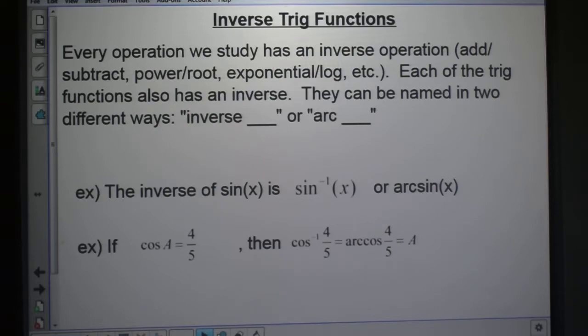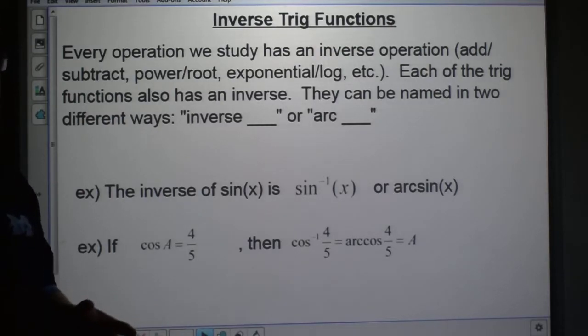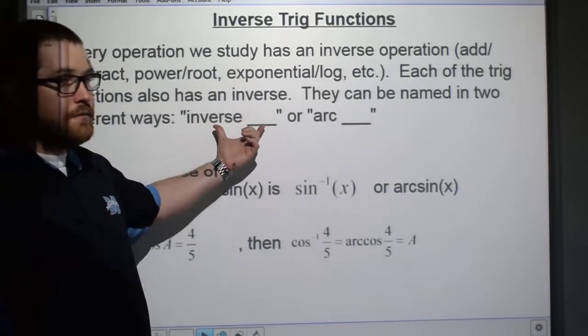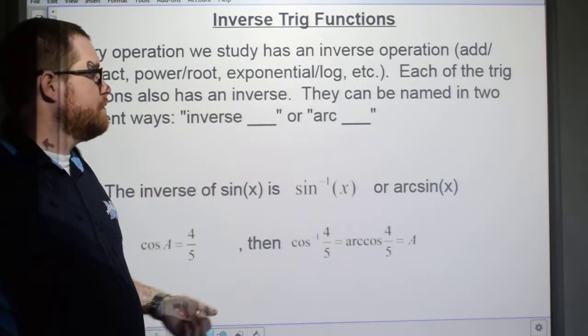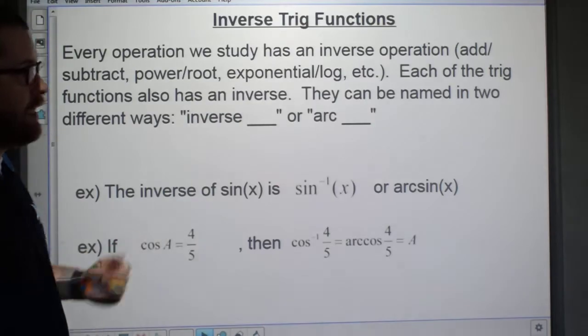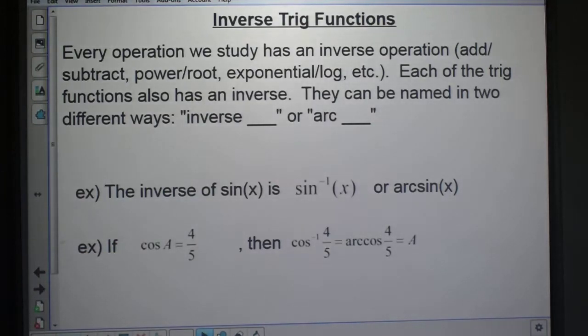What if we know the sides but not the angle? Well, we need some sort of function that goes in reverse. Like addition has subtraction, multiplication has division, powers have roots, exponentials have logs. We need some sort of inverse function for sine, cosine, tangent, secant, cosecant, cotangent. We have those and we can do them on the calculator. They're either called inverse sine, inverse cosine, inverse tangent, or you'll sometimes hear them called arc cosine, arc sine, arc tangent. They mean the same thing.